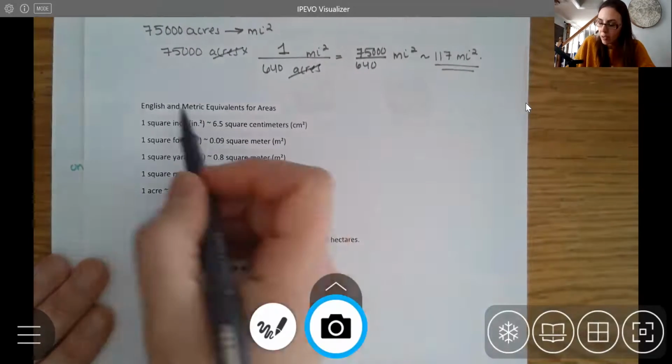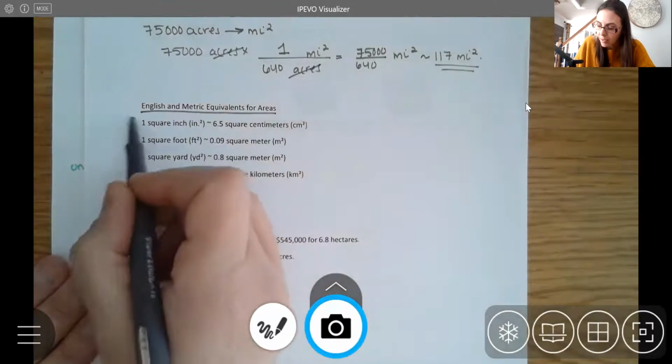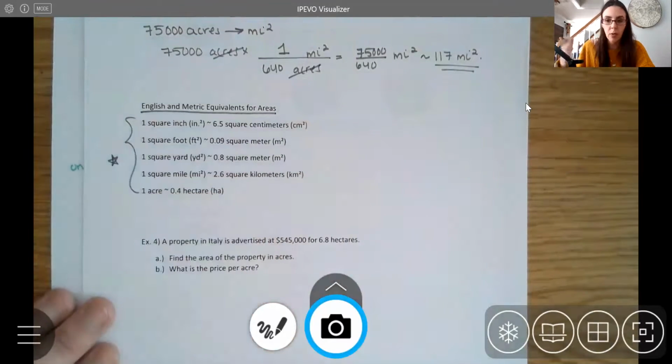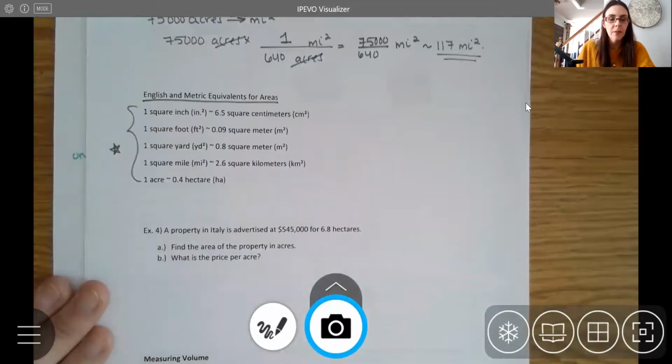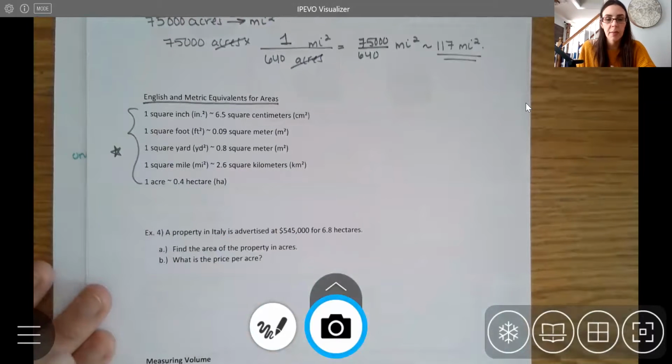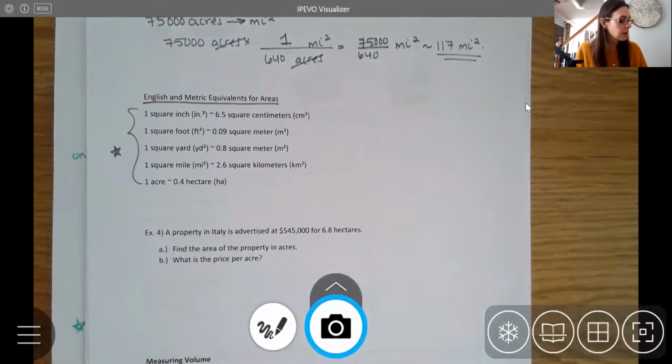We also have English and metric conversions as well. These are some key numbers that you'll want to have with you as you're working through problems. 1 square inch is about the same as 6.5 square centimeters. 1 square foot is about 0.09 square meters. 1 square yard is about 0.8 square meters. 1 square mile is about 2.6 square kilometers. And 1 acre is about 0.4 hectare.